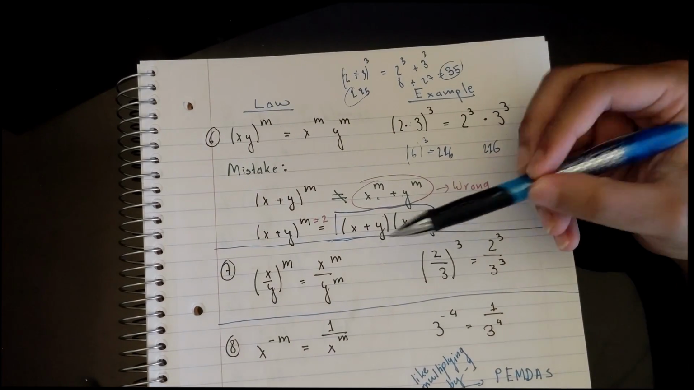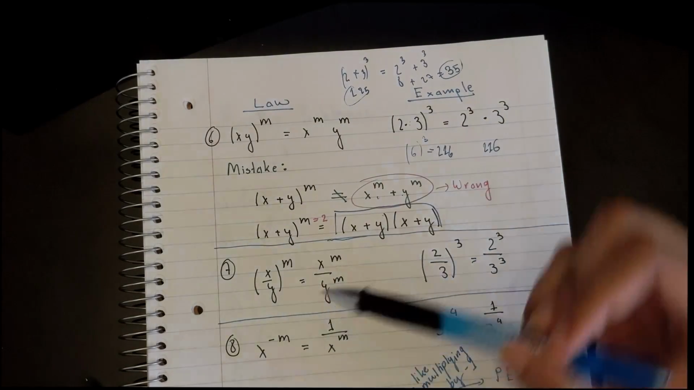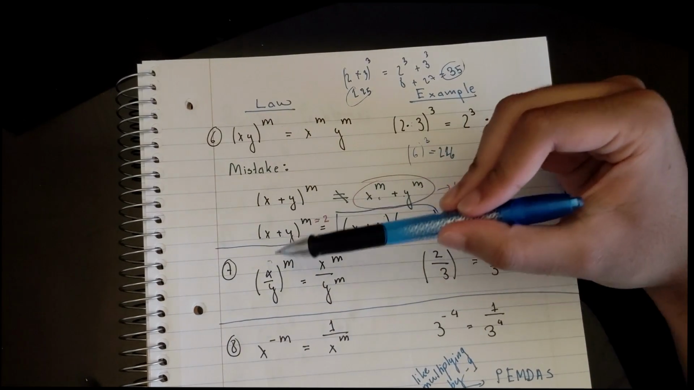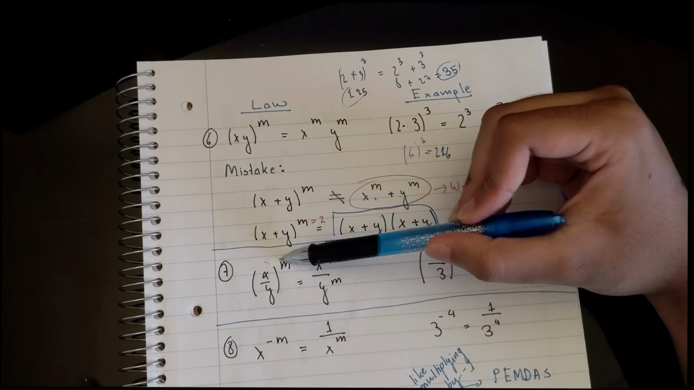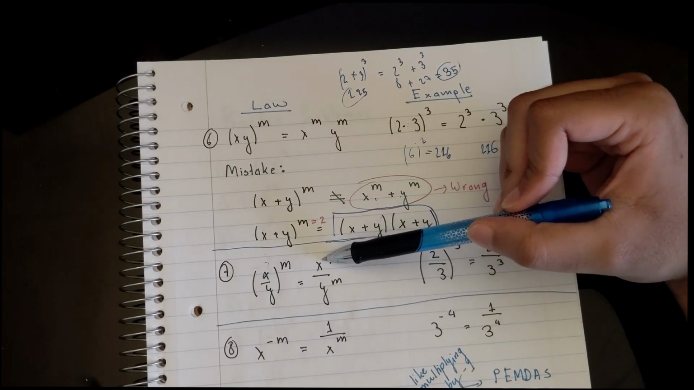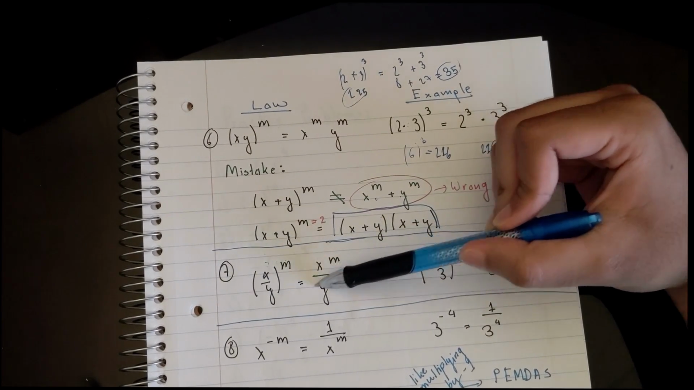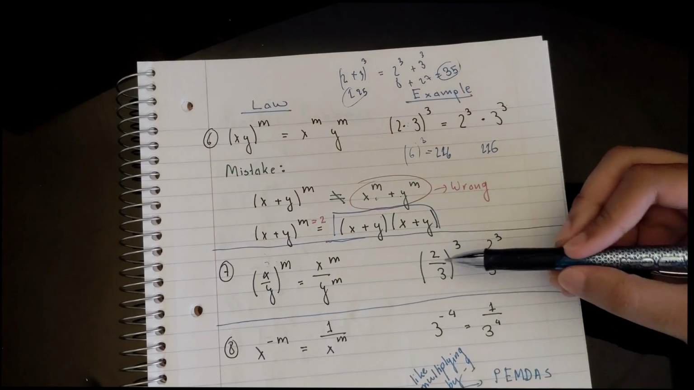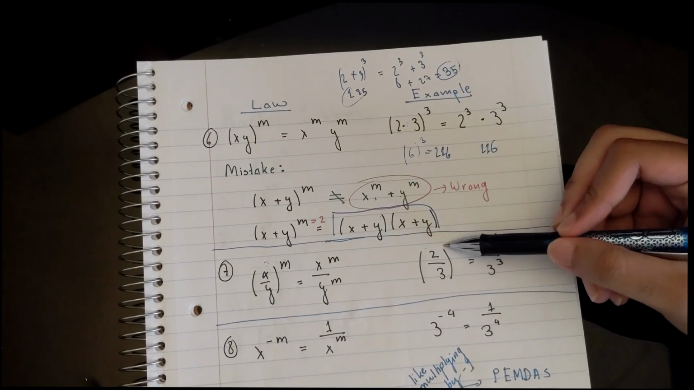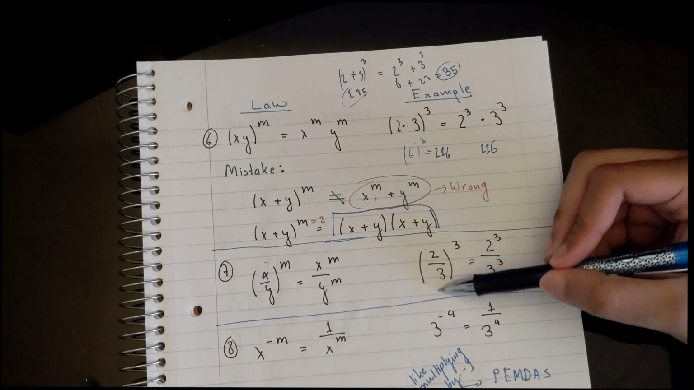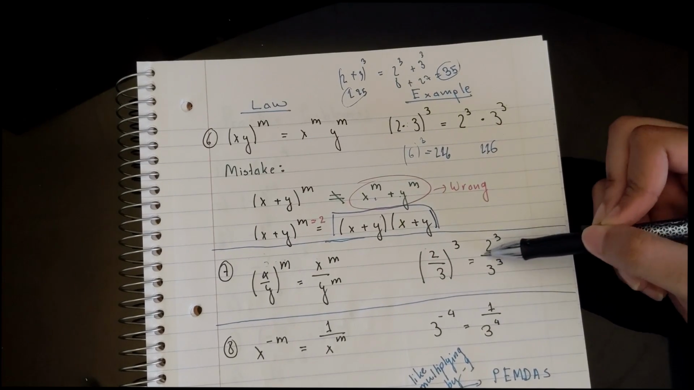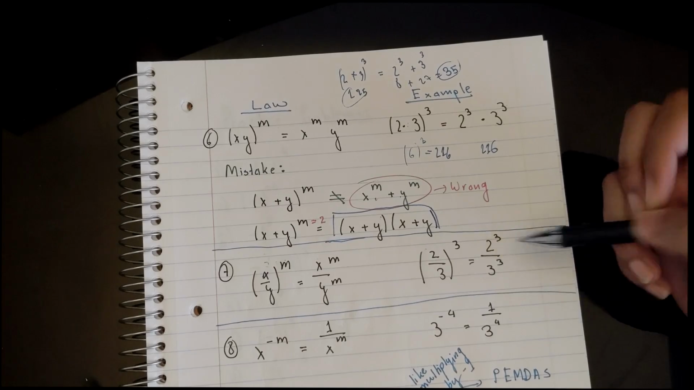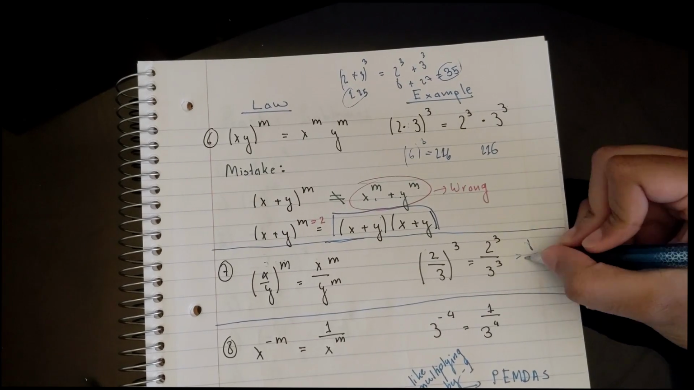And the seventh law is for fractions: x divided by y, all of it to the power of m, then you distribute it: x to the power of m divided by y to the power of m. So for example, you have 2 divided by 3, you can distribute it and say 2 to the power of 3 divided by 3 to the power of 3, or 8 over 27.